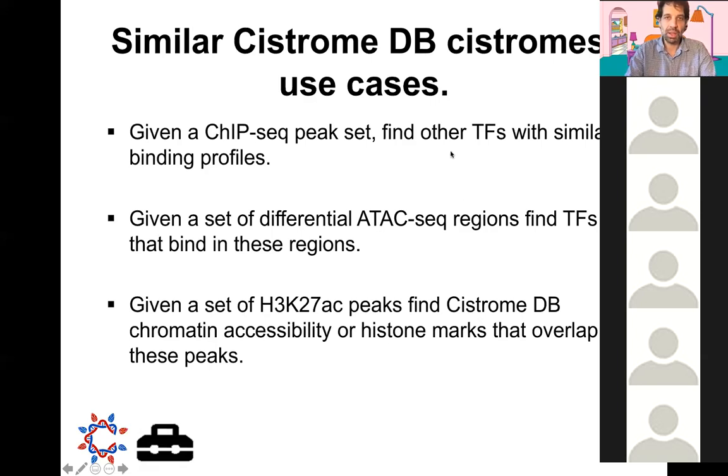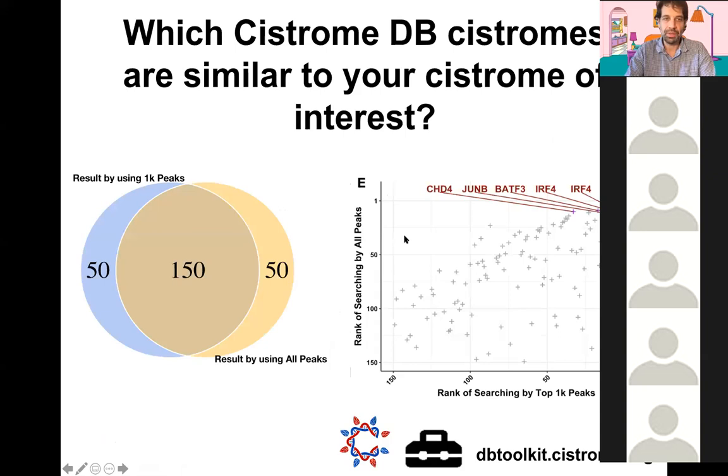Just to mention that this function can find either transcription factor ChIP-seq, or it can also find DNase and histone modification, and both can be helpful depending on the question. This is just an example. If you put in an input of BATF, and you can search it either using the top 1,000 peaks or all peaks, it will find all of these other immune-related TF ChIP-seq samples. And it works pretty well. It doesn't seem to be super sensitive to which option you choose.